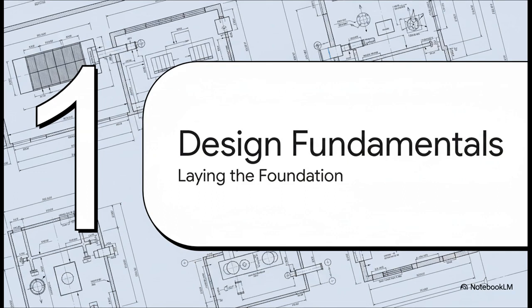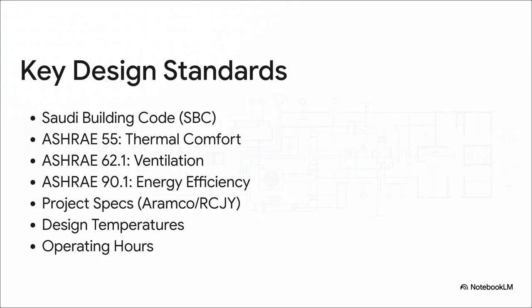Look, this is the foundation for everything that follows. Getting this stage right isn't just important, it's completely non-negotiable if you want a system that actually works. The very first thing we do is establish the rulebook. This is not guesswork. It's all governed by a very strict set of codes and standards. We're talking about the Saudi Building Code, and of course, the big ones from ASHRAE, standards for thermal comfort, ventilation, and energy efficiency. On top of that, we lock in project-specific data, like the design temperatures and operating hours. You have to get these right, because any change here sends you right back to square one.